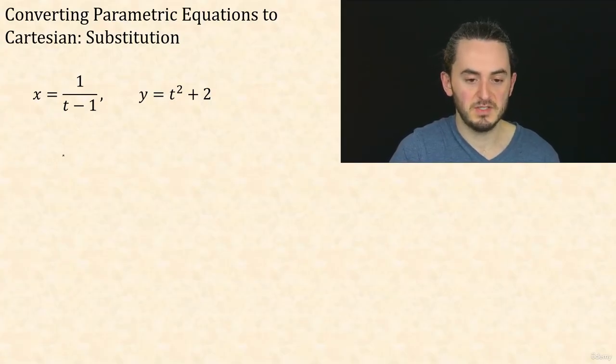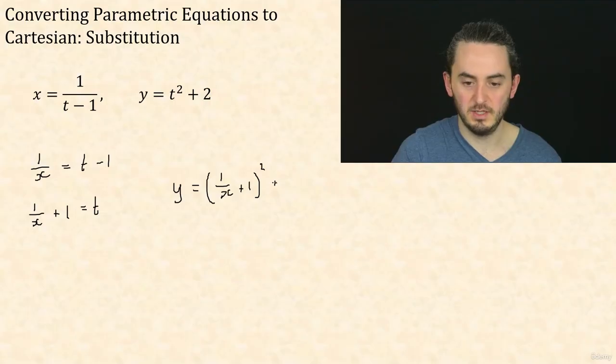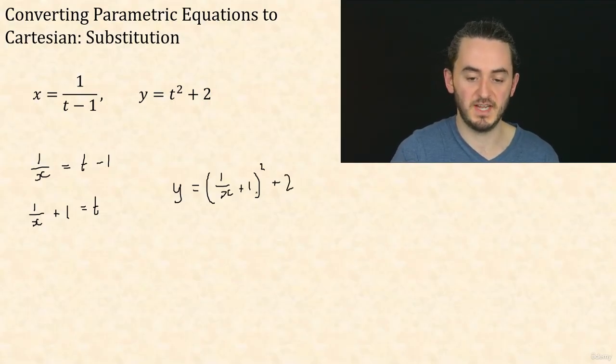So what I might begin by doing is taking the reciprocal of both sides. If I do the reciprocal of the left-hand side, I get 1 over x. And if I do the reciprocal of the right-hand side, I get t minus 1. Add 1 to both sides, and I get 1 over x plus 1 is t. And now that's what I can substitute in here. So I get y equals 1 over x plus 1, all squared, plus 2. And now here is our Cartesian equation, just x's and y's.